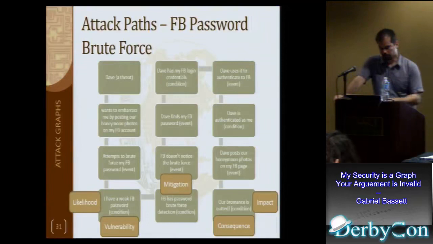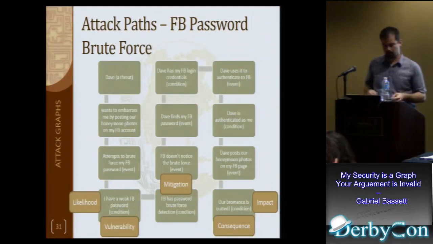But let's take a little more look at the path. We can see a couple things that pop out here. If our risk is likelihood and impact, we have likelihood, right? We've got vulnerabilities, me having a weak password. We've got mitigations: Facebook has brute force protections. We've got a consequence. And so we can take the likelihood from this path, add it all up, and come to, ultimately, a risk.